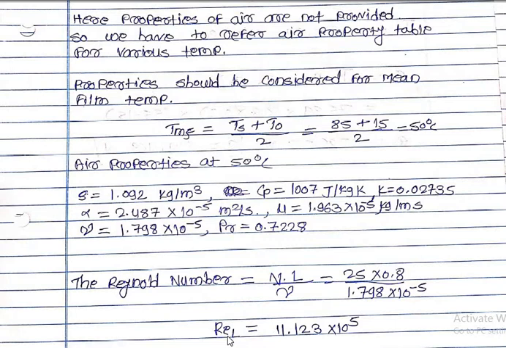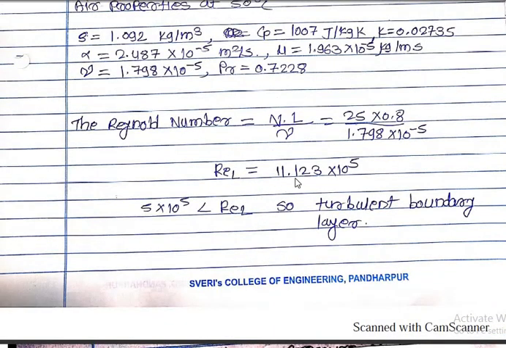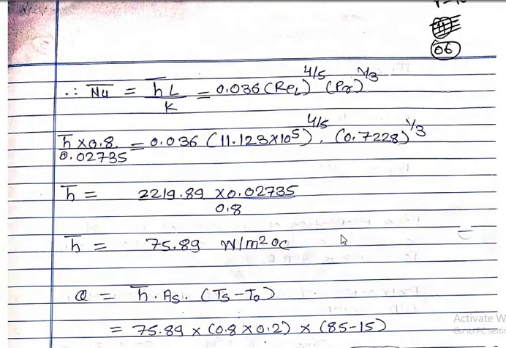So we will get the average Reynolds number Re_L equal to 11.125 into 10 raised to 5. This average Reynolds number is greater than 5 into 10 raised to 5, so the boundary layer becomes a turbulent boundary layer. So we have to consider the formula for turbulent flow over a flat plate. Therefore Nu bar is equal to h bar L divided by k, equal to 0.036 average Reynolds number raised to 4 by 5 multiplied by Pr raised to 1 by 3.